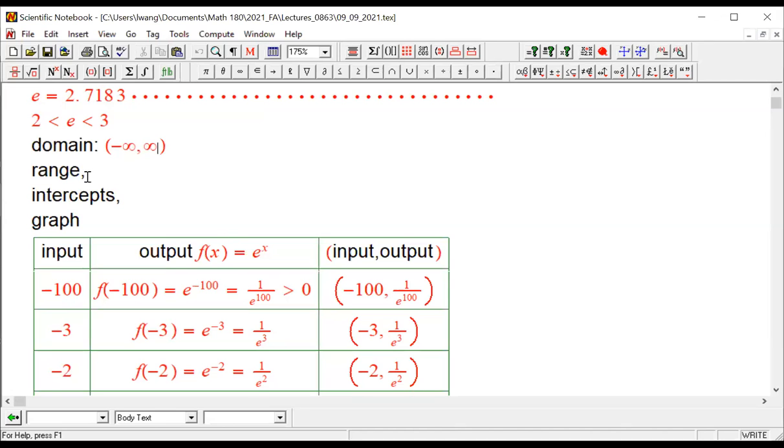And let's look at the output. The range is about output. All right, some of you might already have the answer. I know. Just hold it. Okay. Intercepts. X-intercept. Y-intercept.